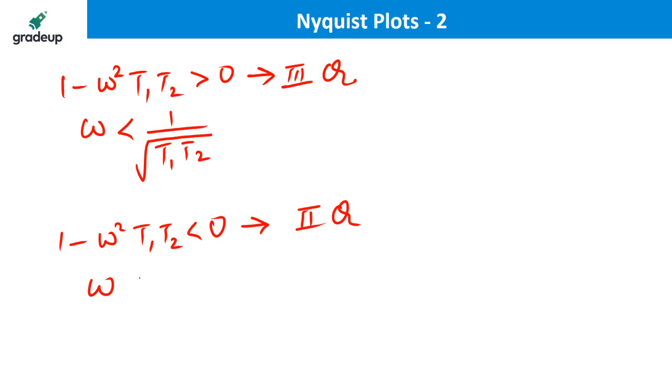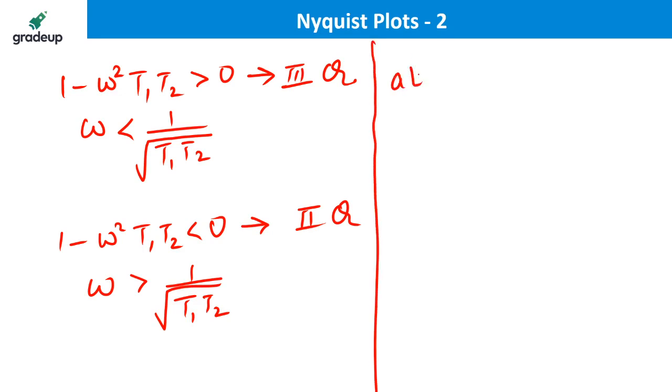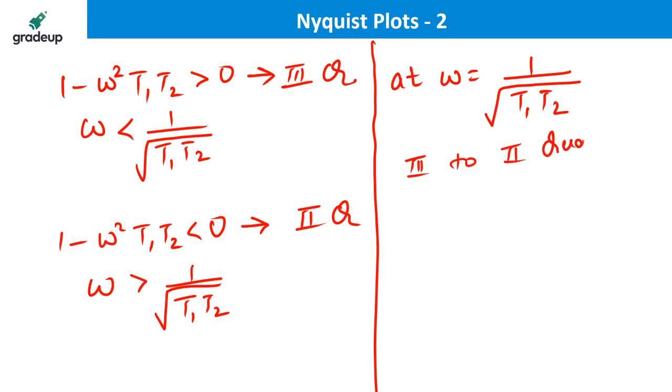When does the graph enter the second quadrant? When omega is greater than 1 by root T1 T2. So what happens exactly at omega equal to 1 by root T1 T2? The Nyquist plot will be changing from third to the second quadrant. The plot will be moving from third to second quadrant.